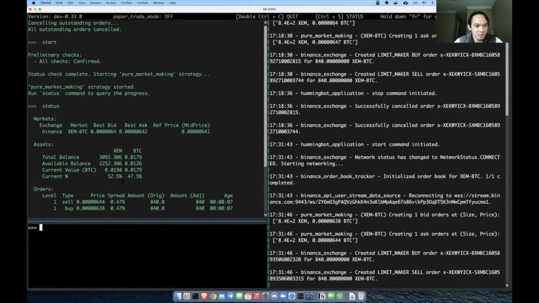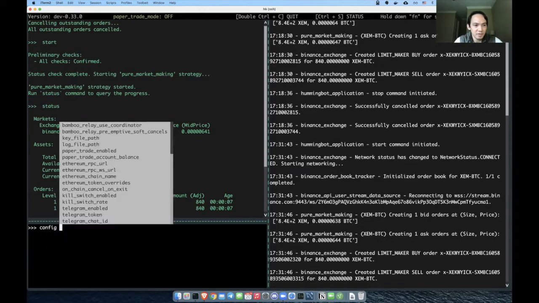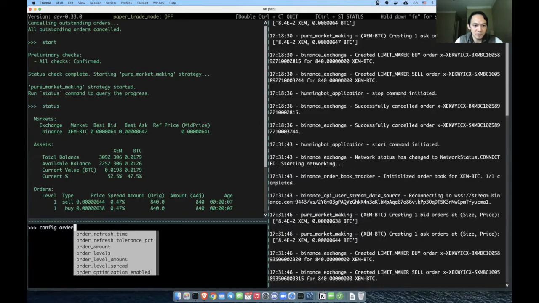This one we started out, it's roughly 50% Zen Bitcoin. So here we have one order at about roughly 0.5% spread on each side. And it's placing 840 for each order. So if we wanted to change the order levels, we hit config and then we go to order levels.